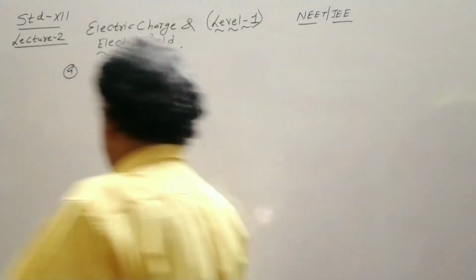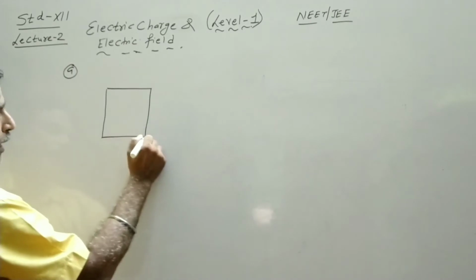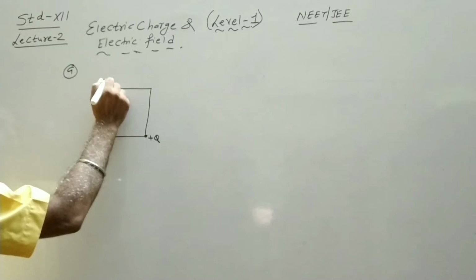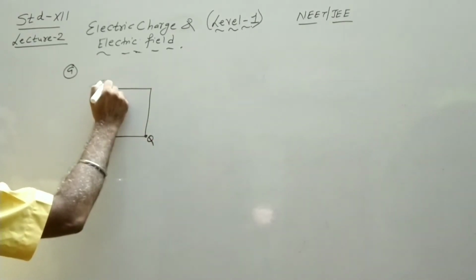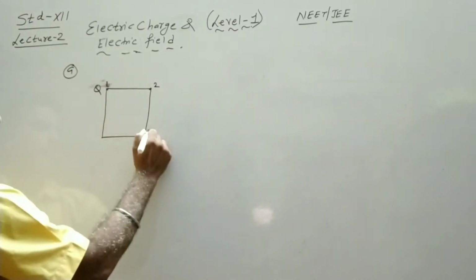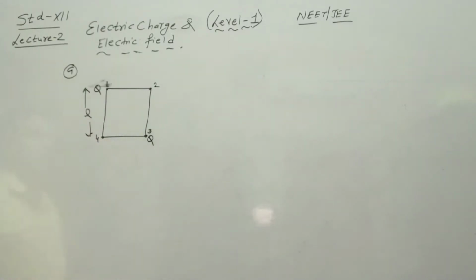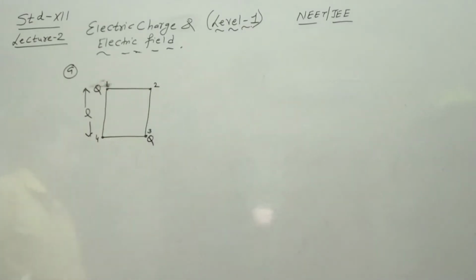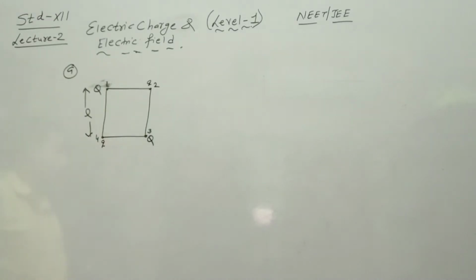Now question 9 is: two capital Q charges are kept on opposite corners of the square. Let us say Q charge, Q amount of charge at 1, 2, 3 and this is 4. The length of the square is L. So capital Q charges are on two opposite corners of the square and another small q charge is on the other two corners. So this is the geometry.